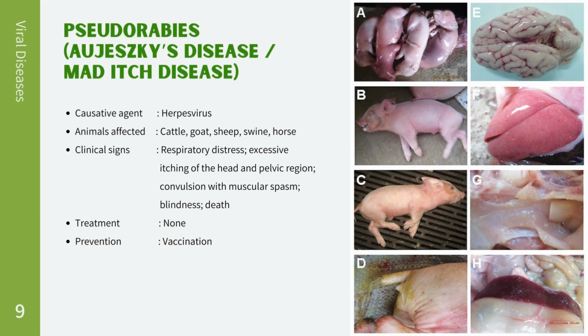Lastly is pseudorabies or Aujeszky's disease or mad itch disease. Causative agent: herpes virus. Animals affected are cattle, goat, sheep, swine, and horse. Clinical signs: respiratory distress, excessive itching of the head and pelvic region, convulsion with muscular spasm, blindness, and death. Treatment: none. Prevention: vaccination.